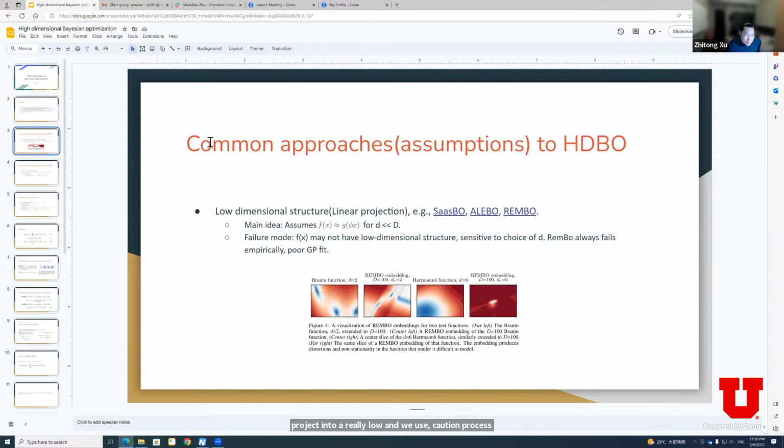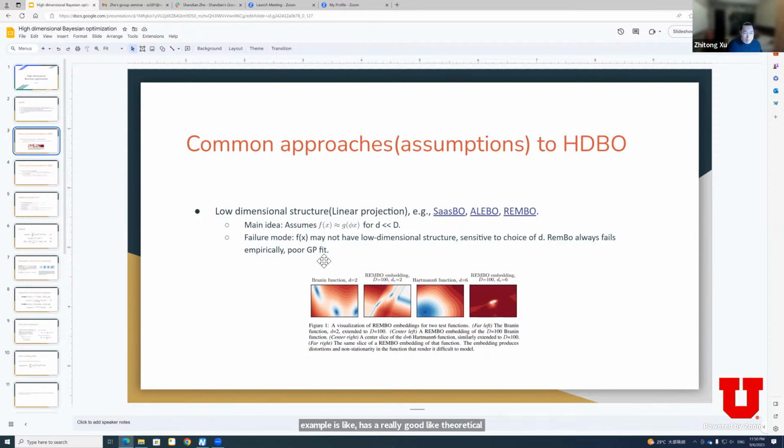So what is the failure mode for this kind of approach? The black box function f(x) may not always have a low dimensional structure. For example, in the Rosenbrock function, every dimension is important. And even if they have a low dimensional structure, it is always sensitive to the choice of d, the dimension of the subspace. For example, RANBO has a really good theoretical guarantee, but it often fails empirically, due to the poor GP fit.